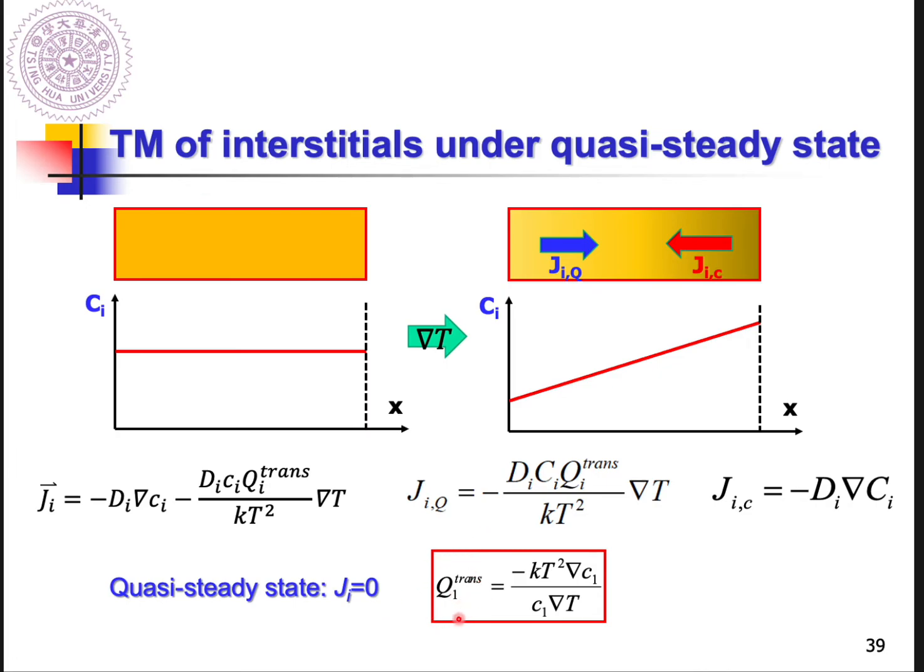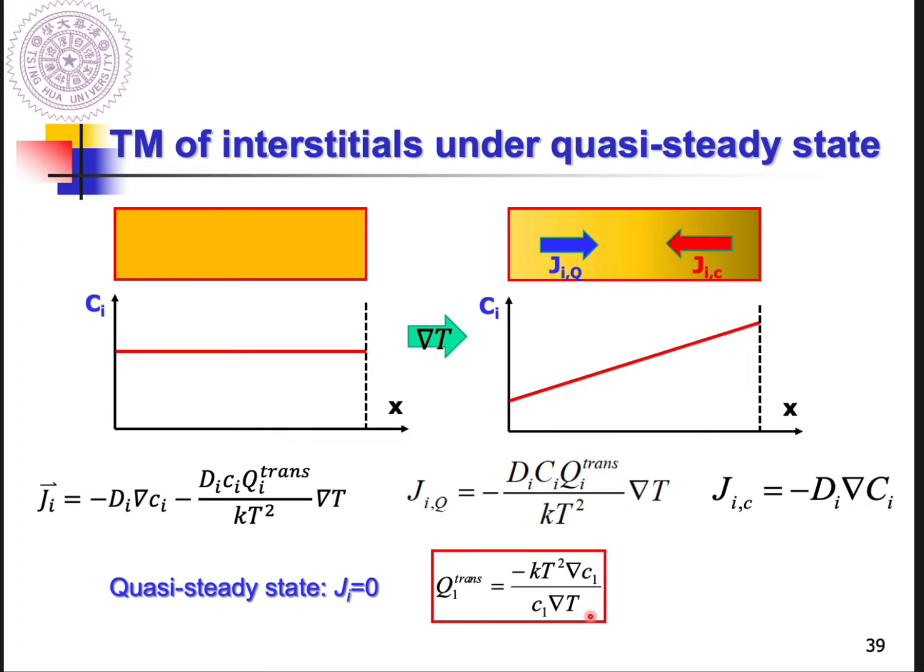So at this moment, you can calculate the heat of transport, which will be expressed like this. And as we mentioned, T is the working temperature, so you know that, right? And the concentration gradient, you can use EPMA or SIMS to get the concentration profile of your material, and the temperature gradient is what you apply on it, so you know it. So it's easy to calculate the heat of transport of your material, right? So this is how we determine the heat of transport.